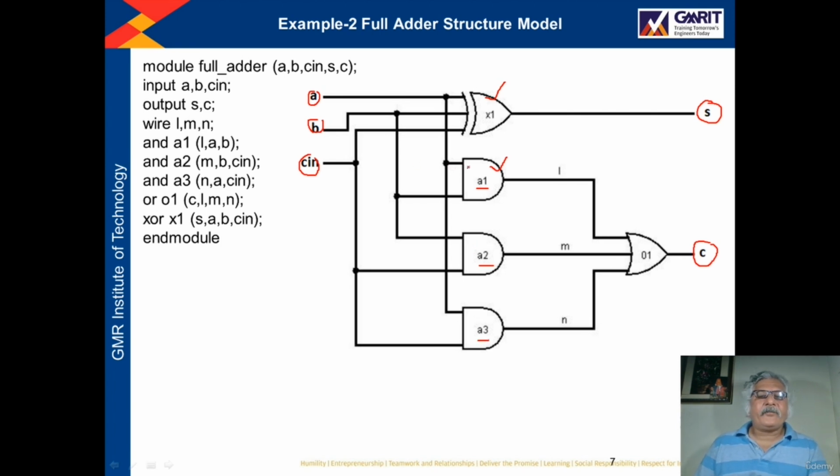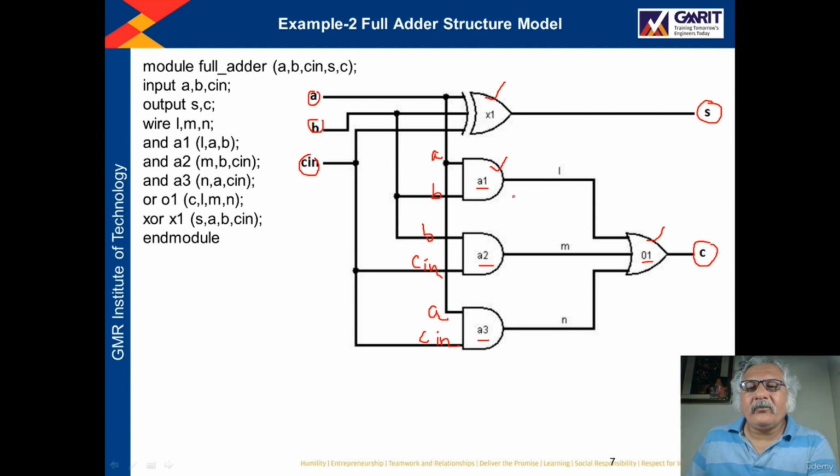And how are they connected? A1 is connected to A and B. A2 is connected to B and C in, and A3 is connected to A and C in, right? In this way it is connected. Now the outputs of the AND gates are connected to a 3 input OR gate, right? I have given the label O1 to that 3 input OR gate.